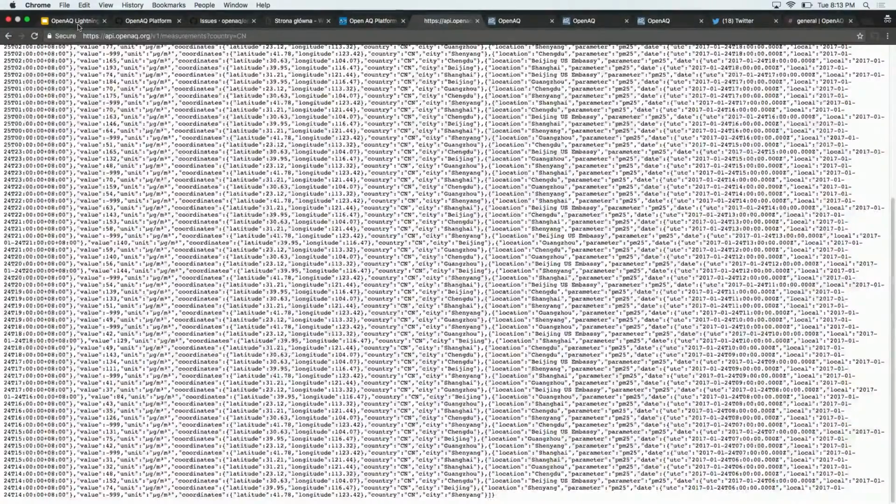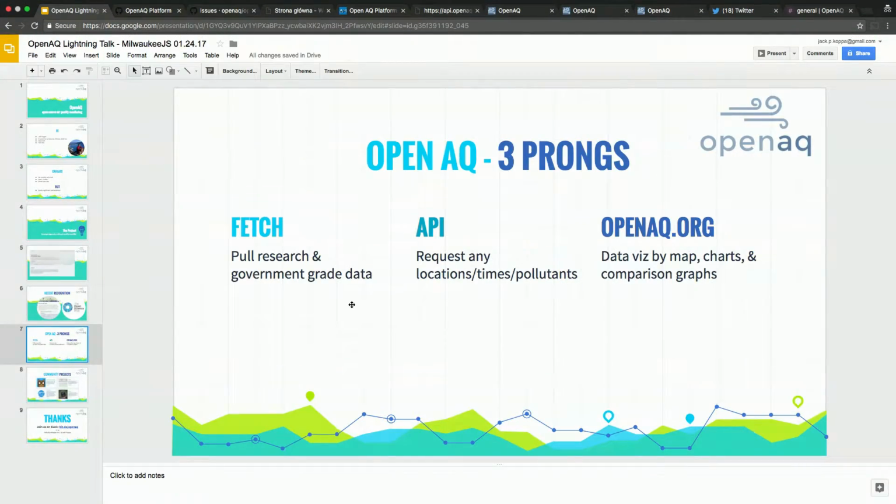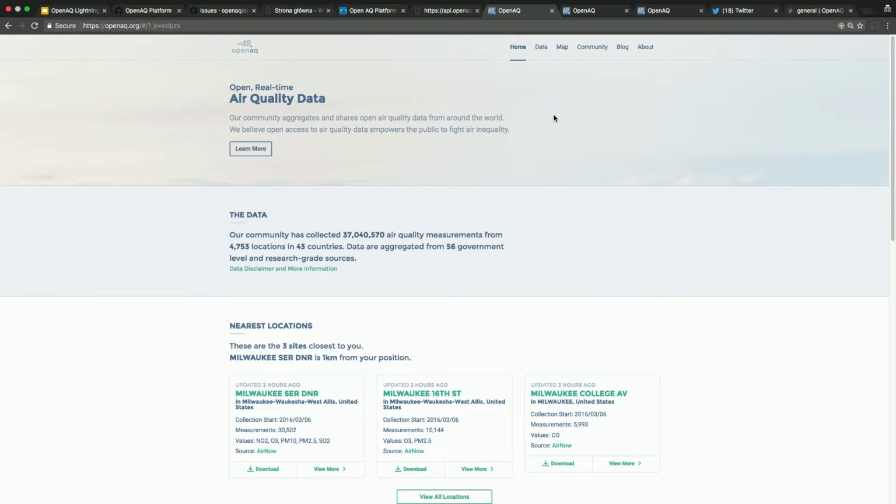So like we were talking about, that's the first two steps: fetch and API. And then definitely what I'm most interested in is their website, openaq.org. It didn't really exist with any sort of functionality until recently, after a big push. And what they have now is really quite cool. Two main functionalities are mapping and data comparison.